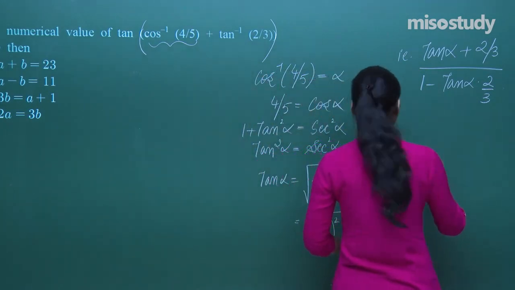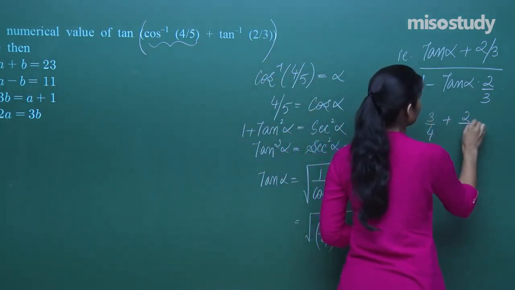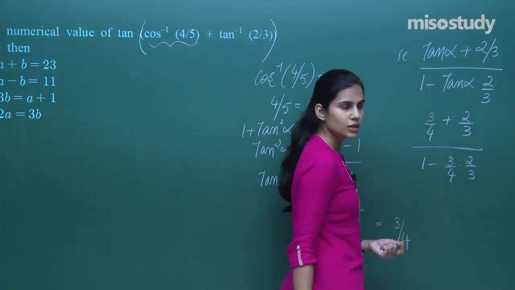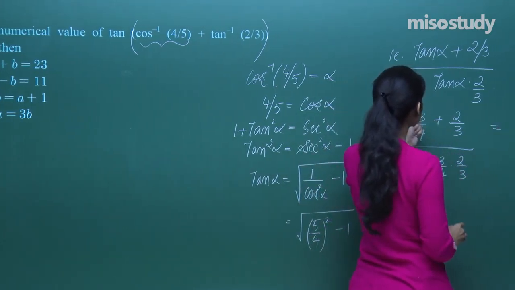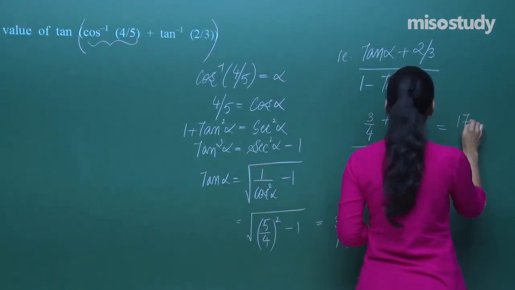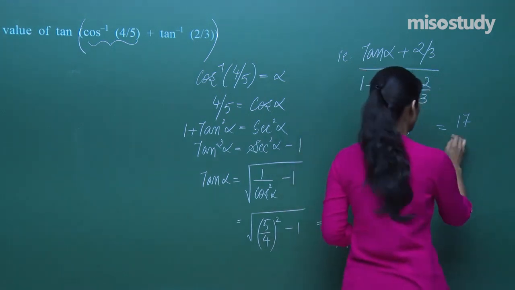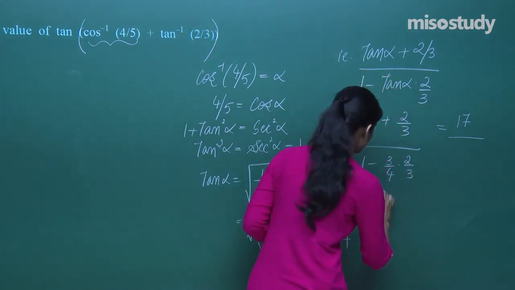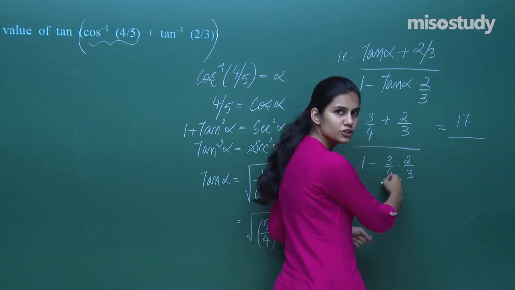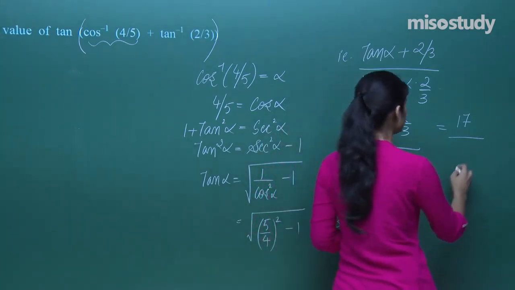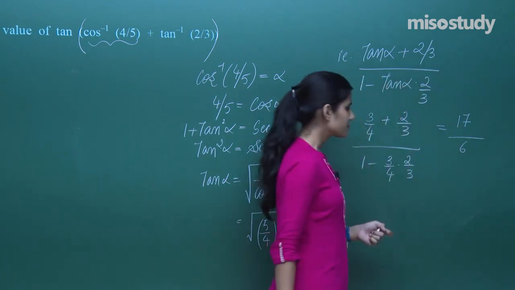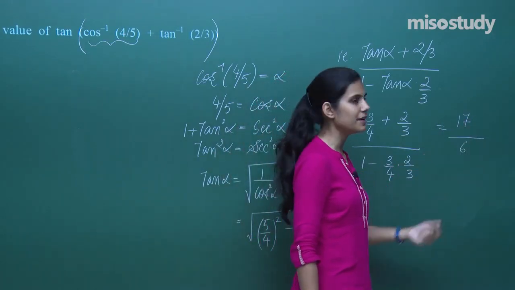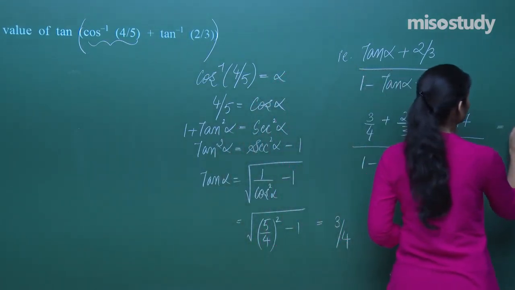Right? Tan alpha is what? 3 by 4 plus 2 by 3 whole upon 1 minus 3 by 4 into 2 by 3. So this becomes 9 and 8, 17 by 12 whole upon 1 minus 1 by 2. This is 1 minus 6 by 12, and 12 minus 6 gives you 6, 6 by 12. So you basically get 17 by 12 whole upon 6 by 12, which gives you 17 by 6. Right? This is given as equal to a by b.